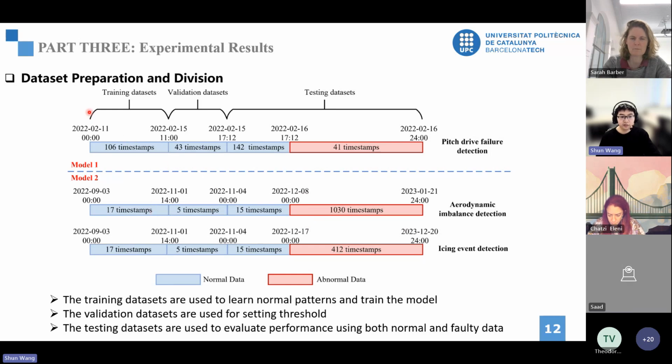We split the data into training, validation, and testing datasets. Model 1 detects pitch drive failure using data before the pitch failure. Model 2 detects both imbalance and icing events with the same training and validation split. For each model, the training datasets are used to learn normal patterns and train the model. The validation datasets are used for setting thresholds. The testing datasets are used to evaluate performance using both normal and faulty data.